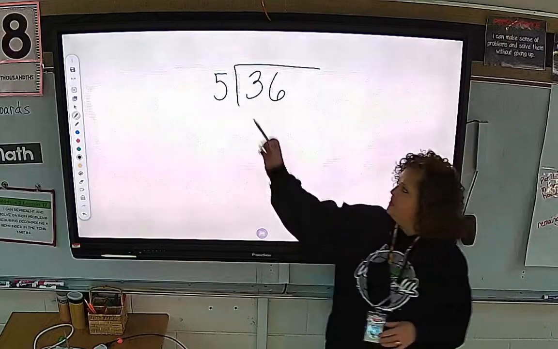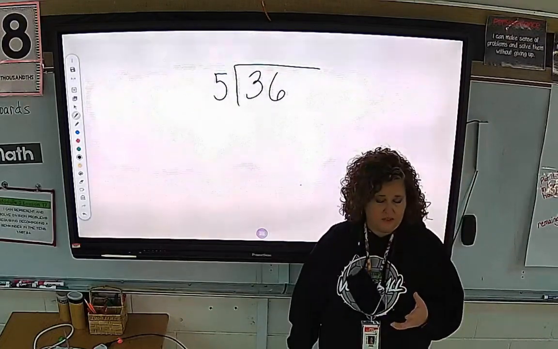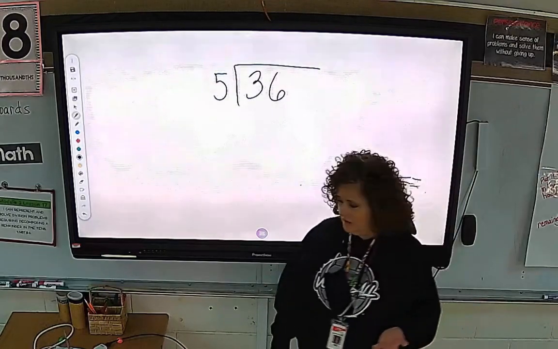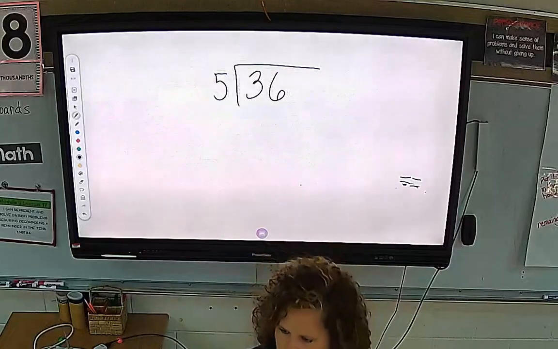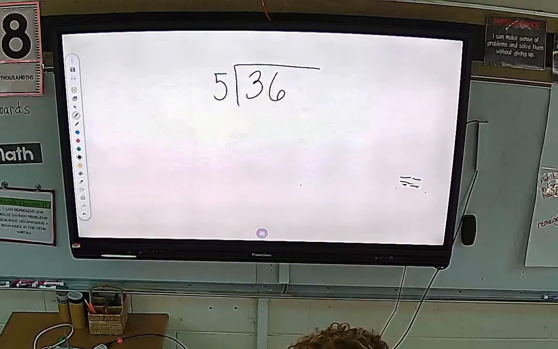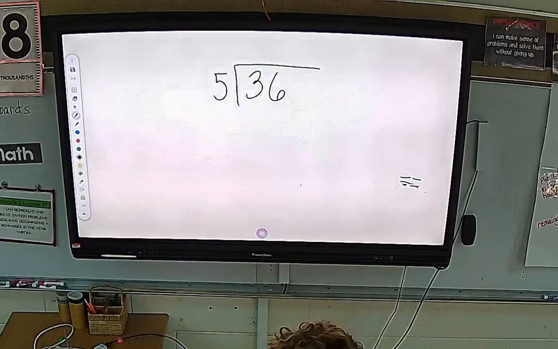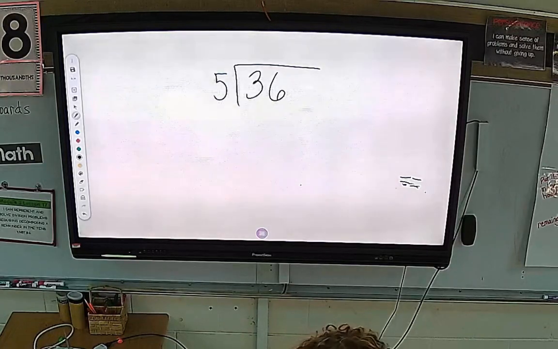Because if I sit here and go, okay, start with a 3. How many 5s can you get out of 3? What's the answer there? Can you get a 5 out of 3? No. So what would I do in that situation, do you think? I know I can get several 5s out of 36, but I can't get one out of 3. So I'm not sure how to start this one.